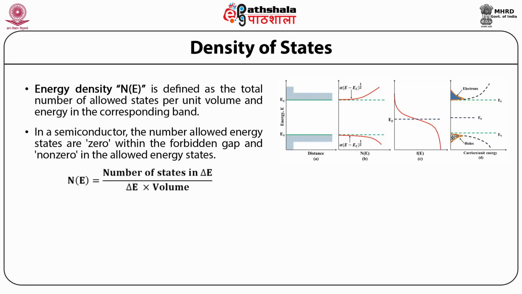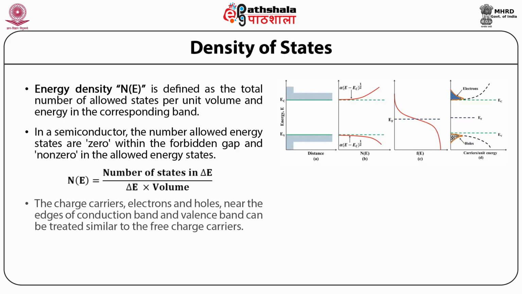The density of states in a small range of energy, that is delta E, in the conduction band can be written as N as a function of E is equal to the number of states in delta E divided by delta E multiplied by the volume. The charge carriers, electrons and holes near the edges of the conduction band and valence band can be treated similar to the free charge carriers.